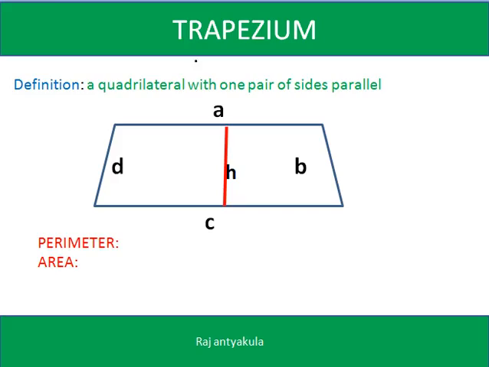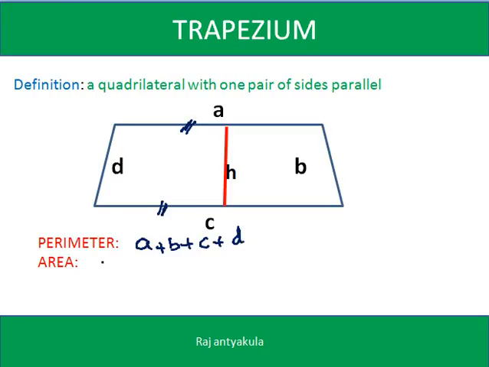Now, trapezium. What is meant by trapezium? A quadrilateral with one pair of sides parallel. See here, this side is parallel to this side. Okay. In a quadrilateral, if one set of sides are parallel, we call it a trapezium. In trapezium, again, what is meant by perimeter? Adding outer dimensions. Straight away I can write the dimensions: A, B, C, D. So perimeter of a trapezium is A plus B plus C plus D.